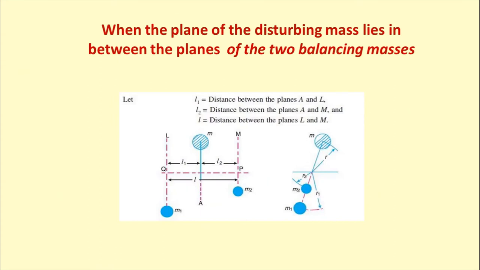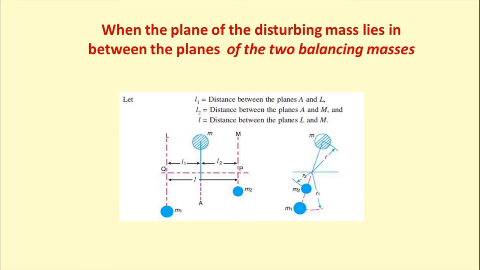Now one of the situations that I have shown over here, for example, L1, L2 and L, are given as follows. L1 is the distance between the plane A, capital A, which is shown at the center on the left hand side of the figure, and the plane L, and L2 is the distance between the plane A and M, while L is the distance between the planes L and M. Now how do they look in the front view and in the side view? It is also shown.